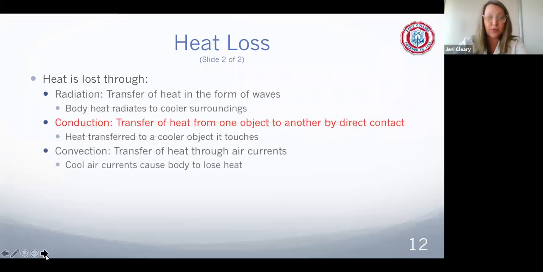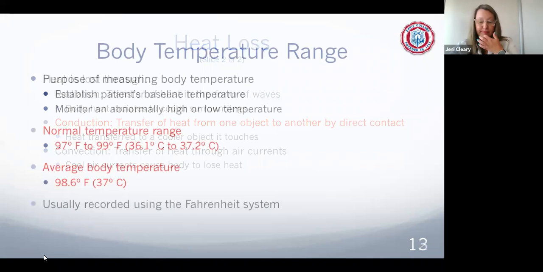Heat is lost through radiation, transfer of heat in the form of waves. Body heat radiates to cooler surroundings. Conduction is the transfer of heat from one object to another. Direct contact, heat transferred to a cooler object it touches. Convection is transfer of heat through air currents. Cool air currents cause the body to lose heat.